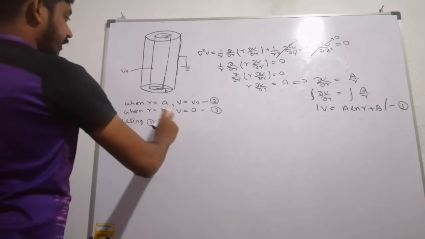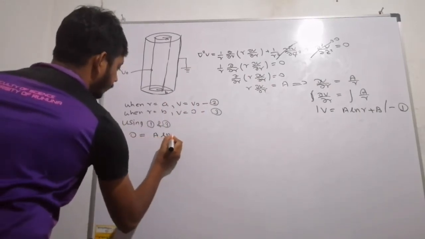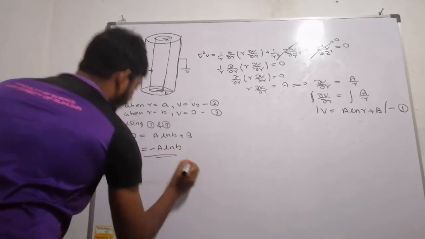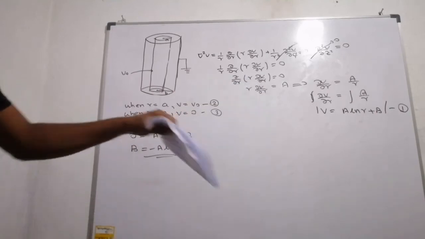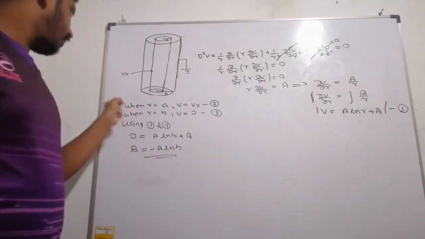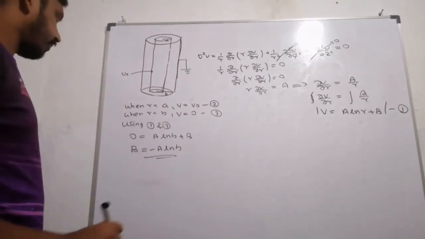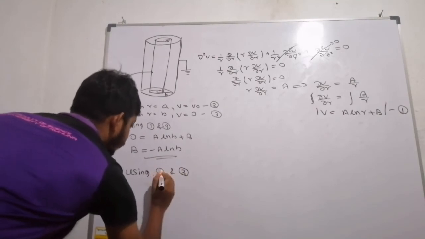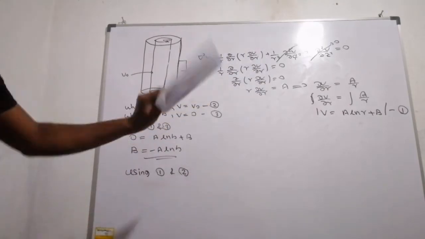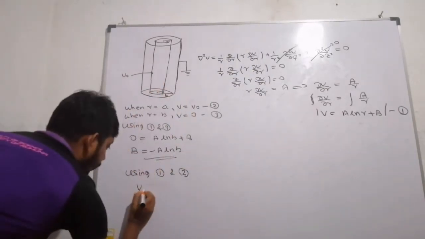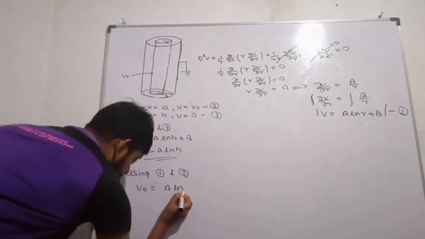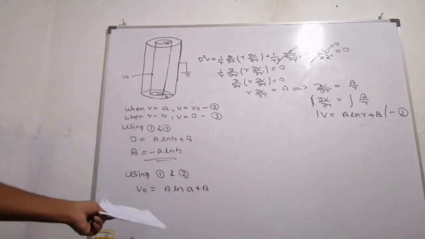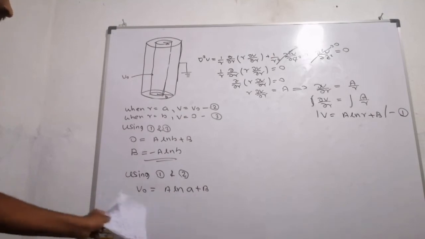I will have V equals 0 equals A ln B plus B. Using this we can write B equals minus A ln B. By substituting B into the equation, no, let me use boundary condition 2 and equation 1. Then V naught equals A ln A plus B.